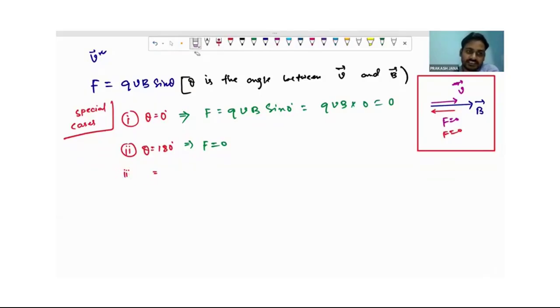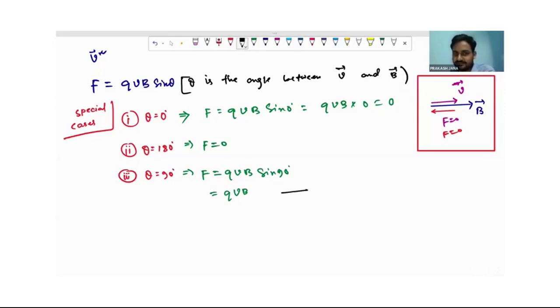See, there is one more important thing, but I am not going to elaborate on it. Suppose theta is equal to 90 degree. Then what will happen? F equals QVB sine 90 degree. The value of sine 90 degree is 1. So the magnitude will be QVB. What will be the direction?